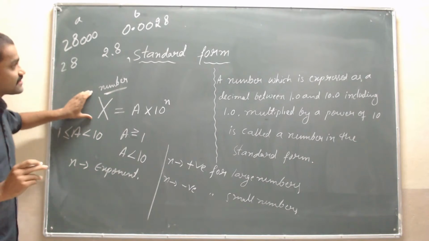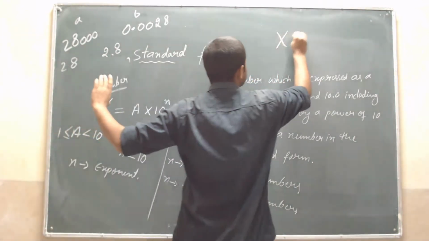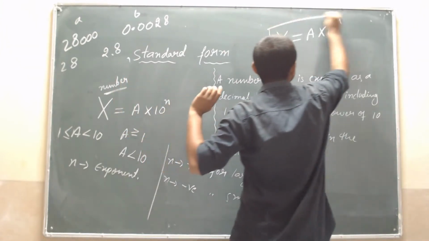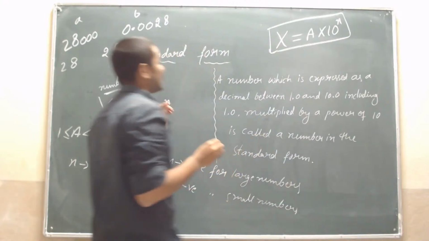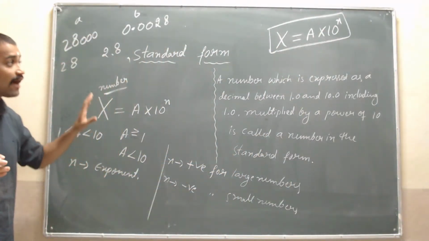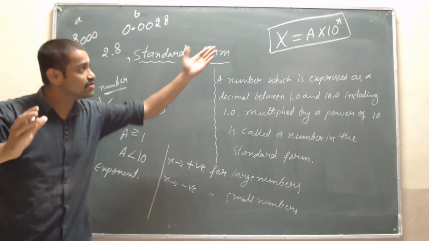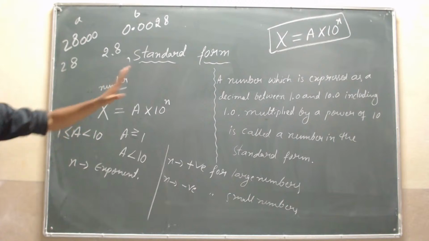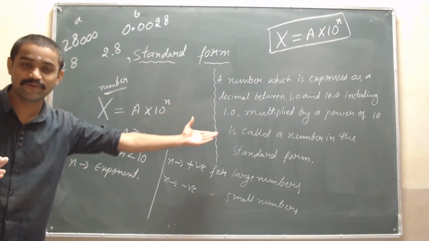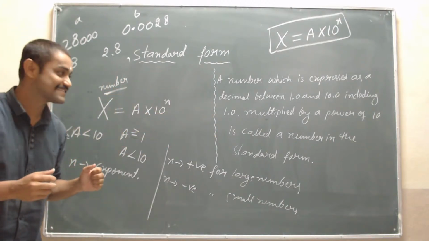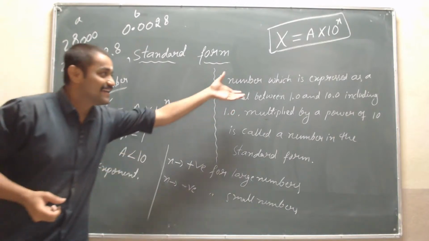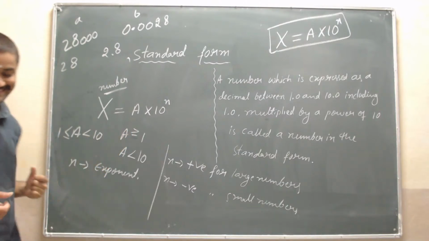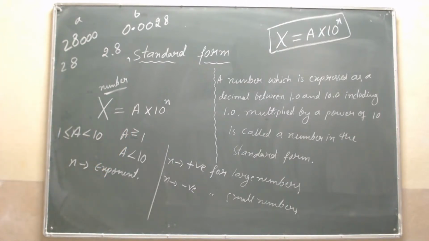This is the general formula, that is x is equal to a into 10 to the power of n. This is the standard general formula. We have to convert any big number into this form. Is it clear, students? Take a screenshot of this definition, it may help you. Here I have defined and here is the formula.